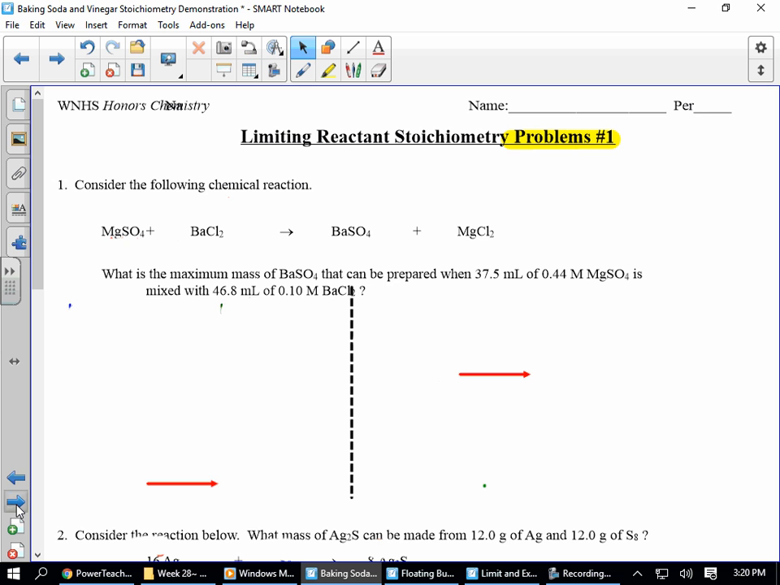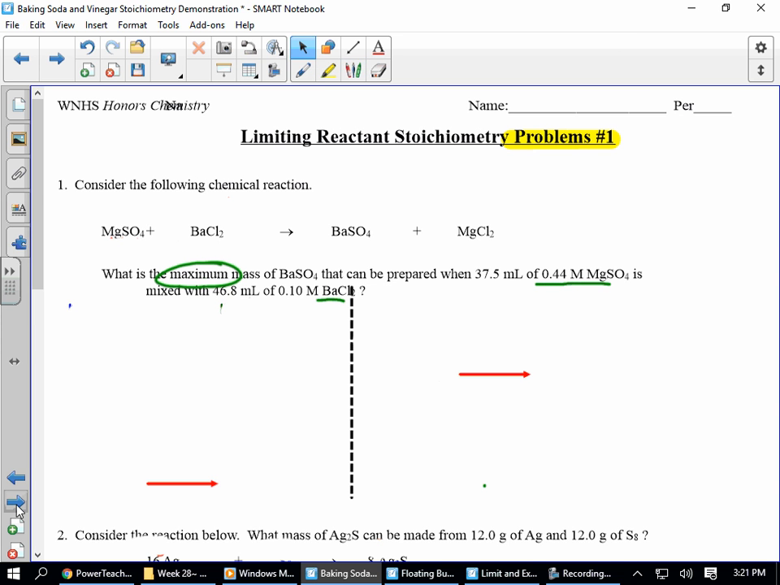All right, so we're looking here first. The first step to any good stoichiometry problem is to check and see if it's balanced. The answer is yes, it is balanced. So now we're just going to read. A couple of tips that it's going to be a limiting reactant problem: if something asks what is the maximum mass, that is a giveaway. It's also a giveaway if they give you information about both of the starting materials.